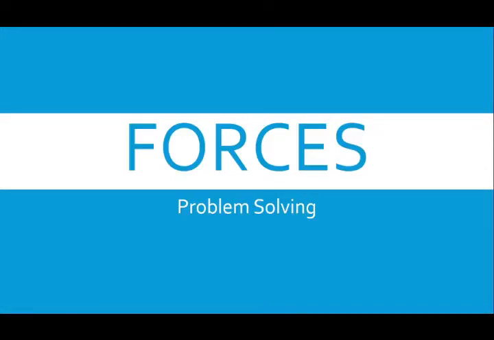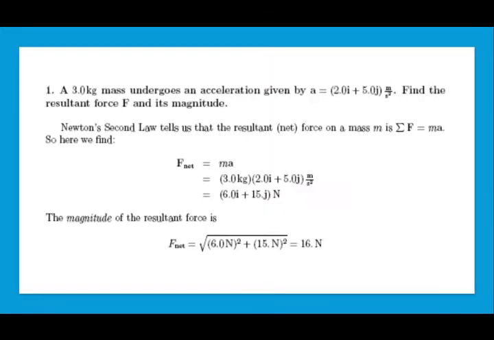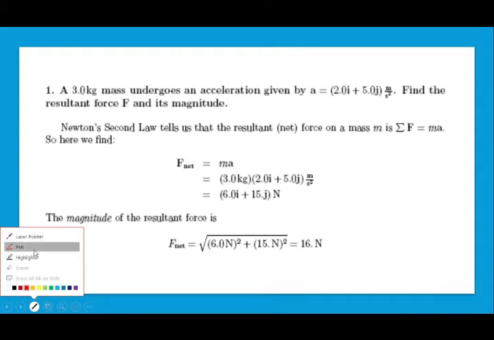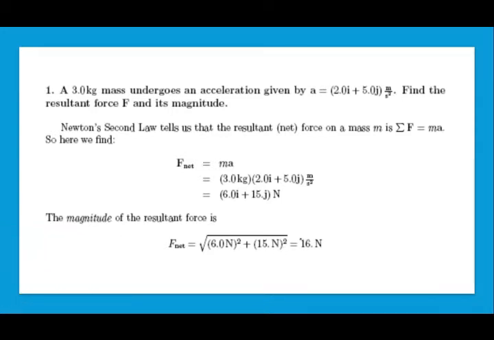Okay, so good day. This time, we will discuss forces, problem solving. So let's have example number 1. A 3 kilogram mass undergoes an acceleration of 2i plus 5j meters per second squared. Find the resultant force.